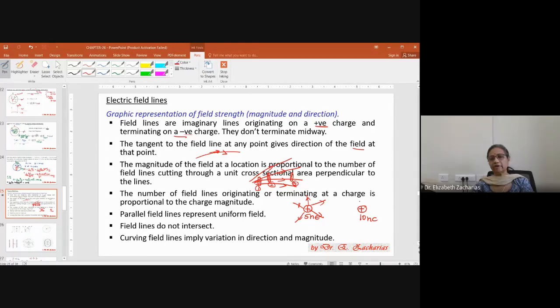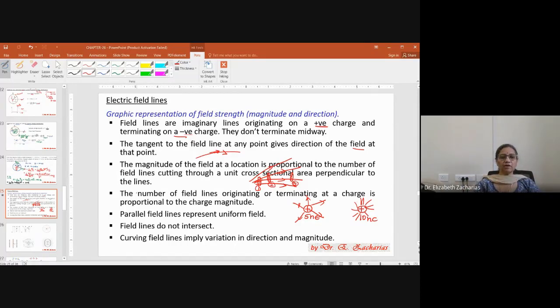10. So I should draw 10 lines. 4, 5, 6, 7, 8, 9, 10. So 10 lines I have to draw. And if it is negative, these 10 will be converging, pointing into the point charge.